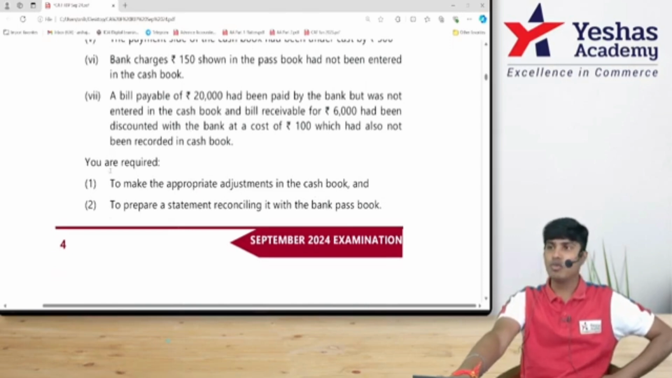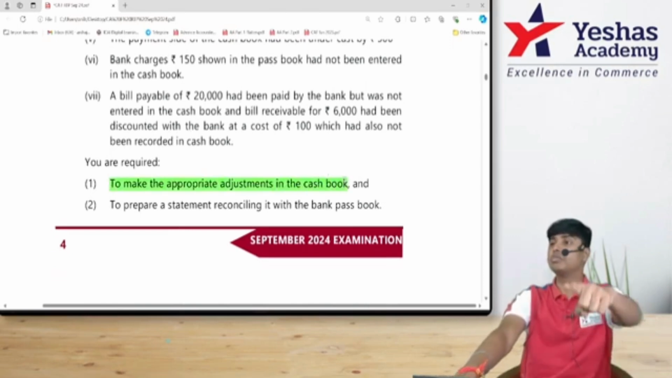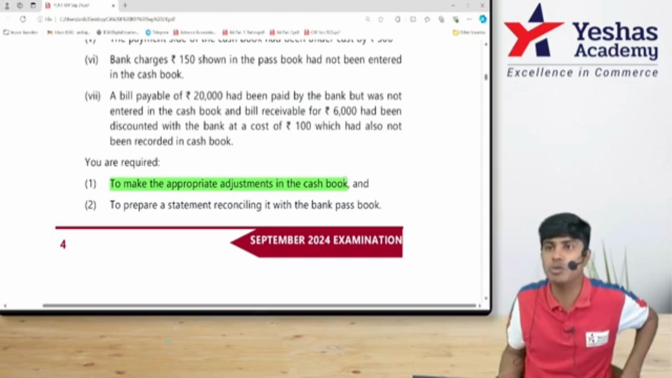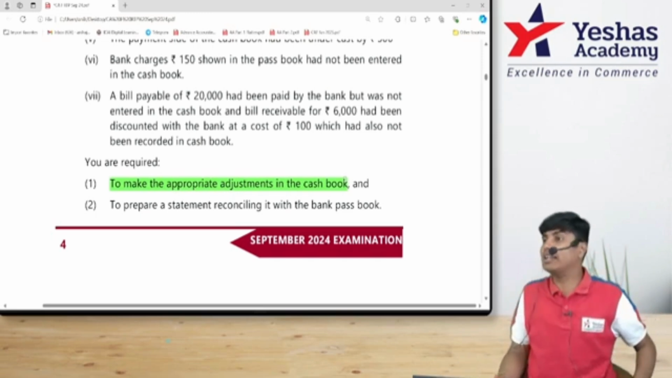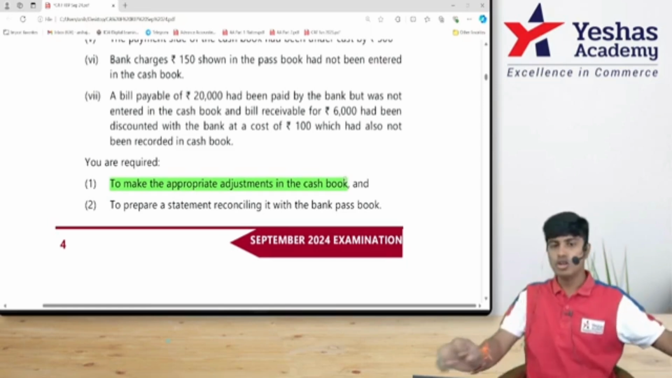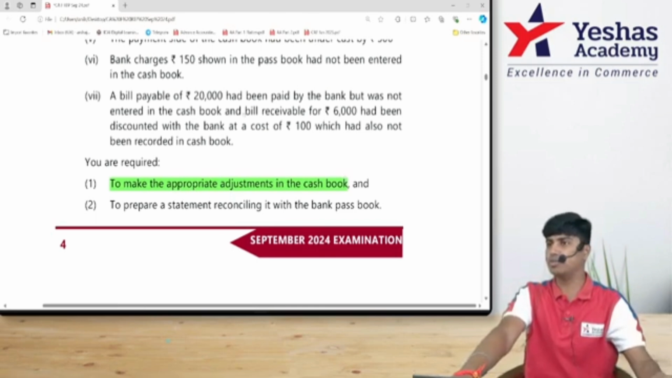What are you required to do? To make appropriate adjustments in cash book. This means we should prepare an amended cash book. To make appropriate adjustments in cash book means we need to do an amended cash book. Why do we do an amended cash book? To rectify the errors if any. So we'll go on reading all of these 7 adjustments.